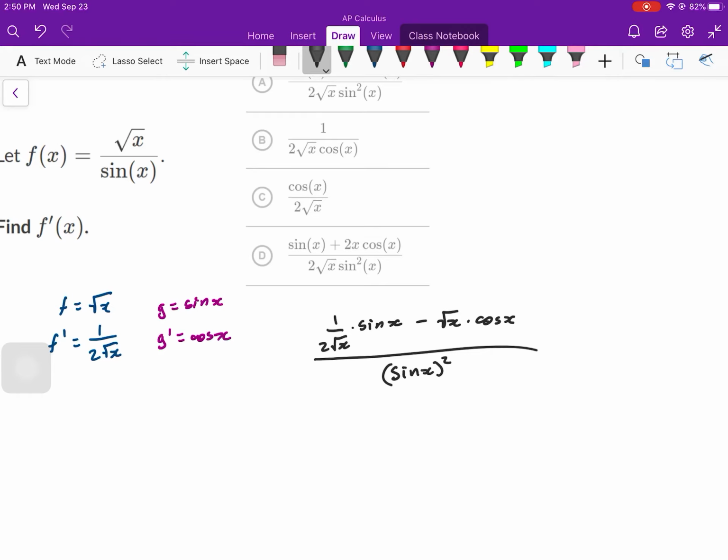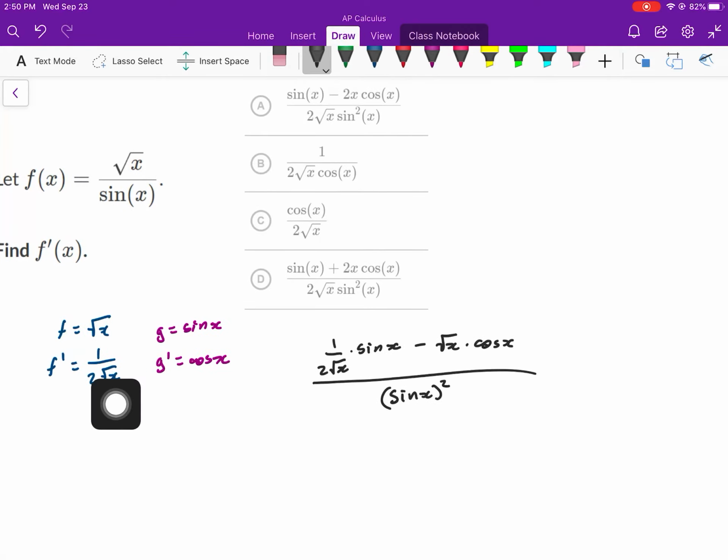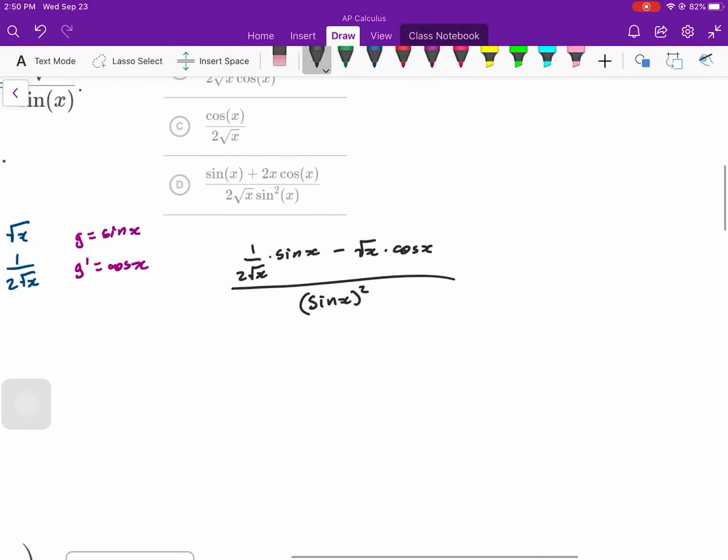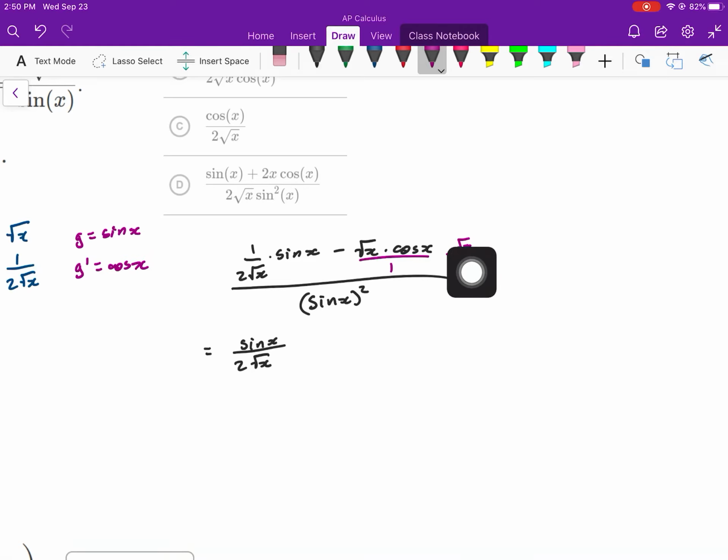All right, so notice this looks nothing like what we have up here. So what am I going to do? Well, I basically have a fraction. Let me just rewrite this all as sine of X over 2 square root of X. And then I'm going to realize that I need to get a common denominator. This is currently over 1, right? So I'm going to multiply it by the square root of X over the square root of X. And what happens there is square root of X times square root of X is just X. So this will be minus X cosine of X on the top over square root of X.